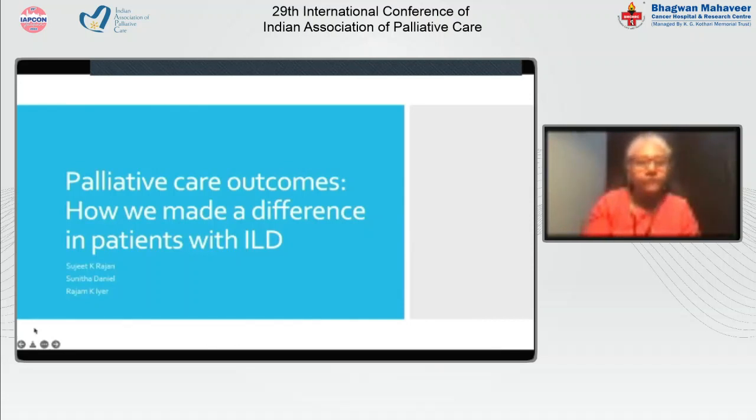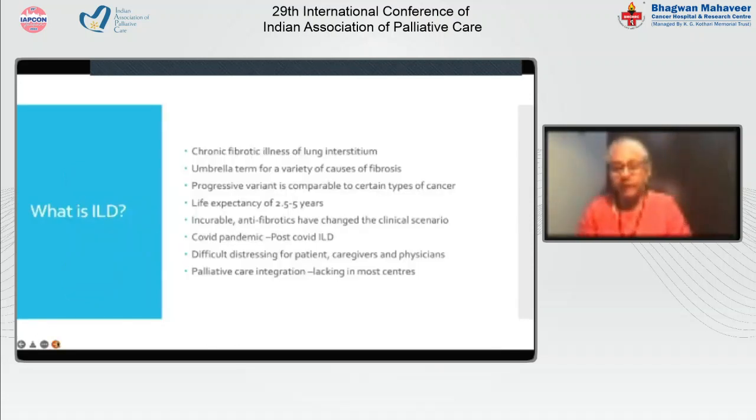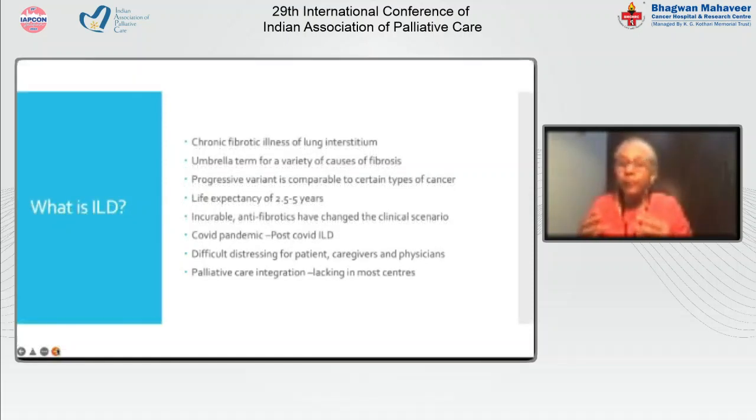To start with, I would just like to tell you what is interstitial lung disease. Now, it's a very broad name given to a condition which actually causes fibrosis of the interstitium. It is a chronic fibrotic illness of the lung. And also you must remember that there are many causes, for example, connective tissue, radiation, drugs, certain allergic situations, for example, pigeon dust, etc., that can be a few causes of pulmonary interstitial fibrosis. Some forms of pulmonary fibrosis are very aggressive and are called the fibrotic variant of interstitial lung disease. These can be compared to certain types of cancers because their survival is somewhere between 2.5 to 5 years.